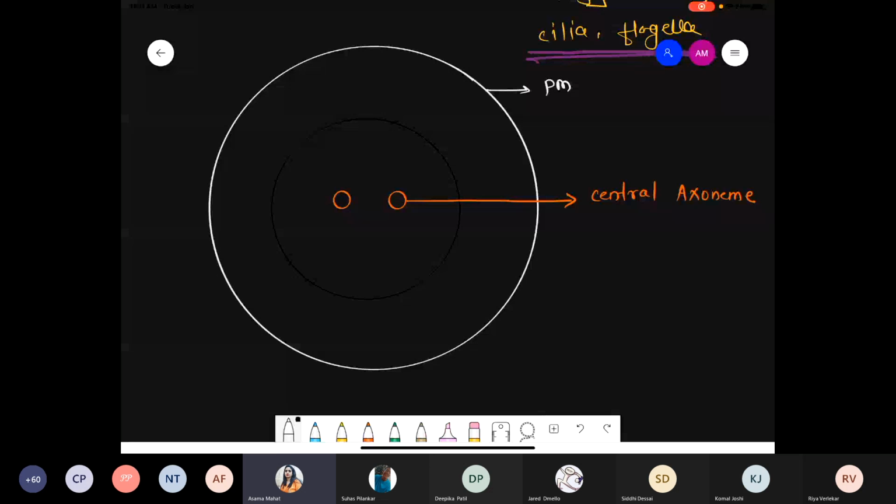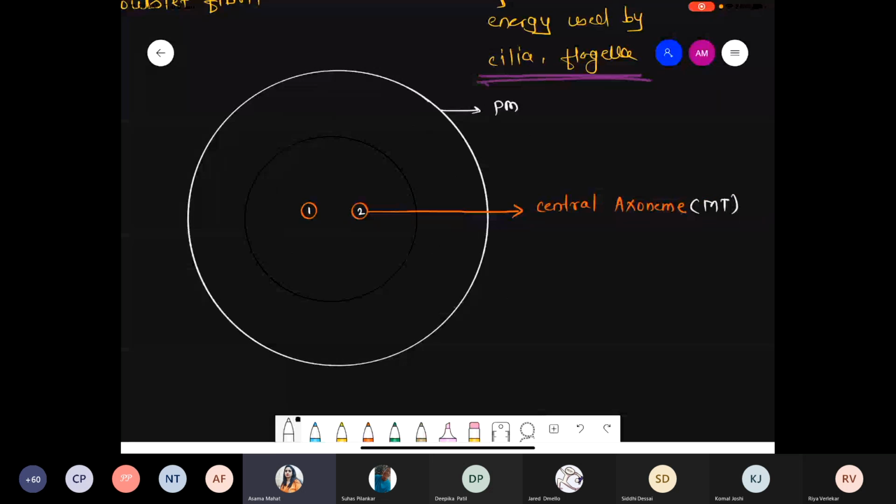Please remember, central axonemes are nothing but a specific type of microtubules, present in a singlet form. Single is present, not double, nor triple. 1 and 2, right? That is the central axoneme. Now the central axonemes simply join with each other like this. They are protected with some sheath, and that sheath is called the central sheath, like this.